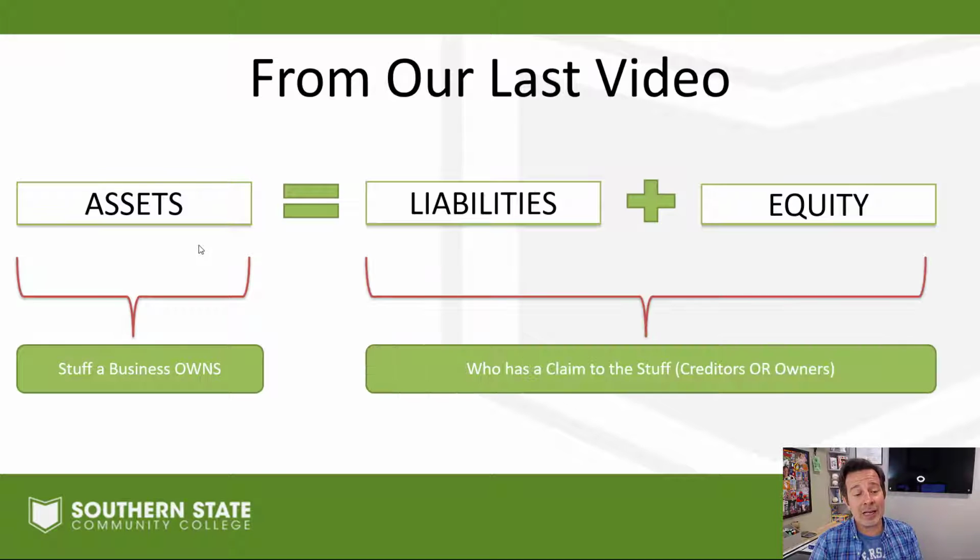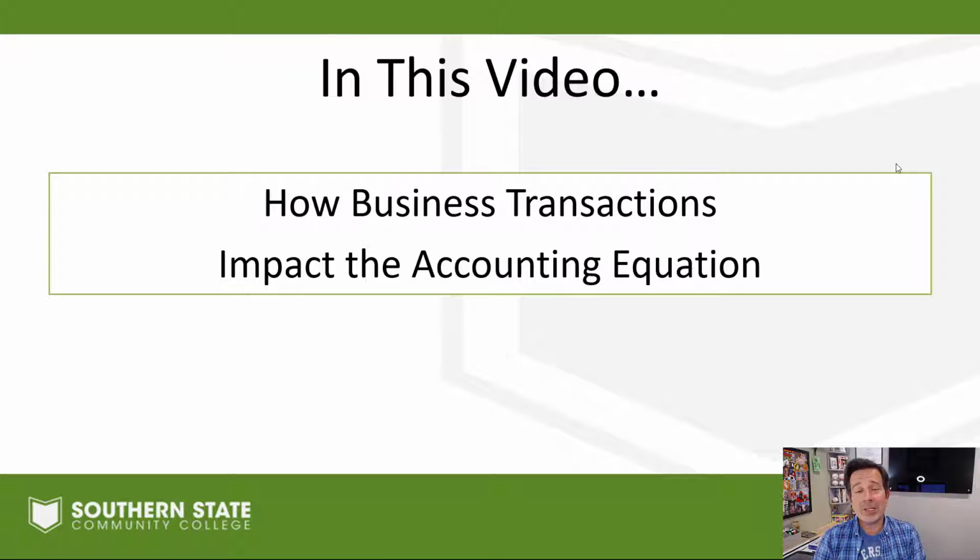And we talked about how liabilities and equity were basically amounts that were claims to that stuff held by creditors or the owners of the company or the business. All right. So our accounting equation, stuff is equal to claims to stuff. Assets are equal to liabilities plus equity. And we need to know that inside and out. Today, we're going to show you how to plug transactions right into that accounting equation and how transactions are going to impact the accounting equation.